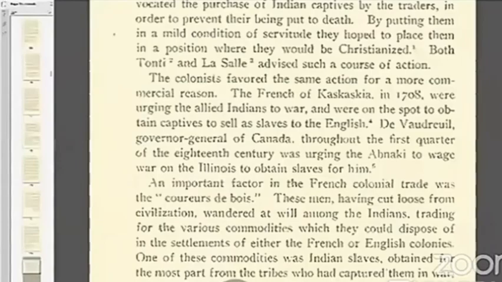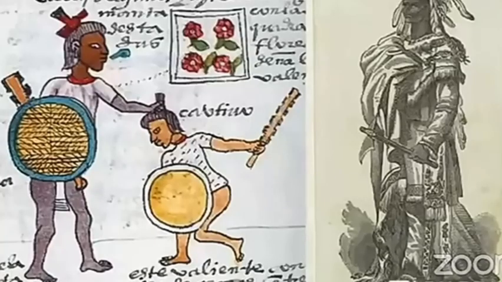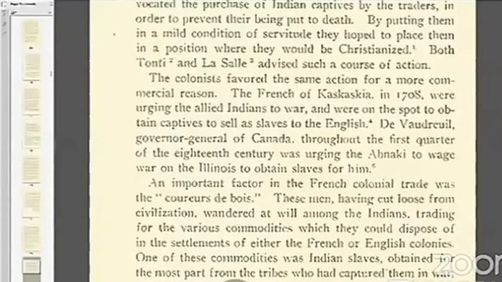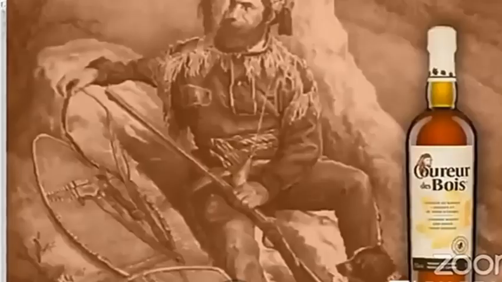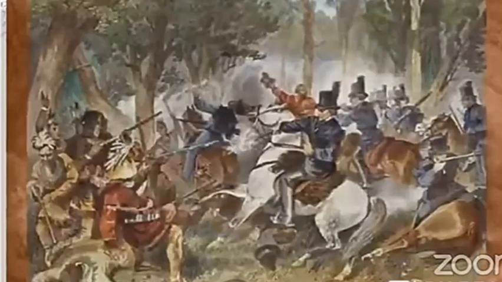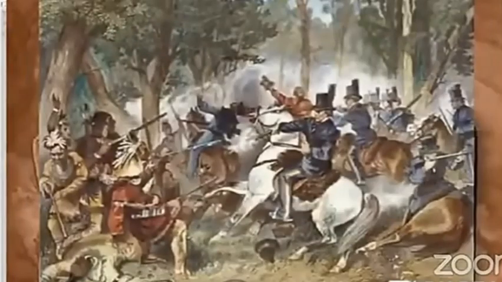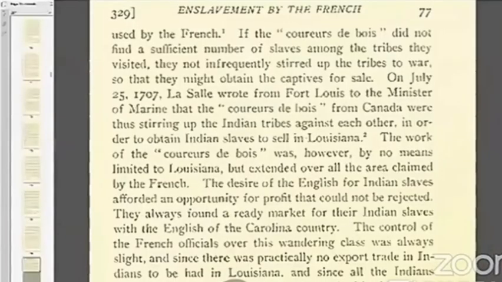One of these commodities was Indian slaves, the major commodity, the gold, obtained for the most part from the tribes who had captured them in war. Judging from the number of these white men of the woods, their unrestrained life, and the evidence given by the men of the time, it seems not unlikely that this feature of colonial trade produced a considerable portion of Indian slaves used by the French. If the coureurs de bois did not find a sufficient number of slaves among the tribes they visited, they not infrequently stirred up the tribes to war, so that they might obtain the captives for sale.